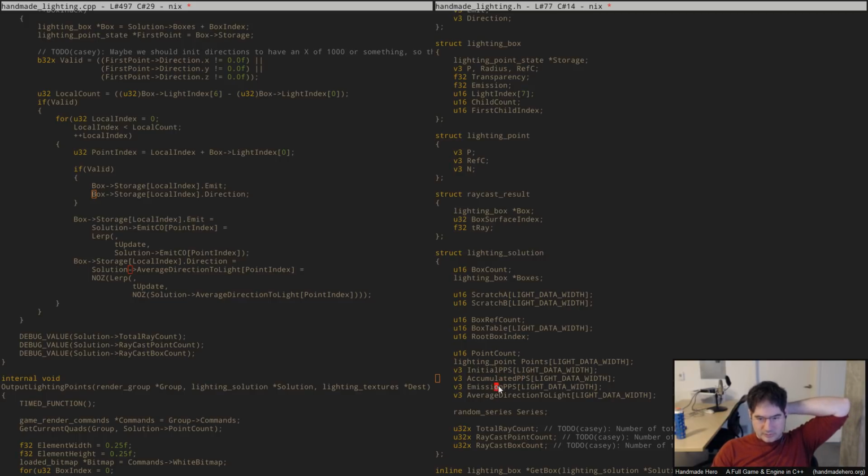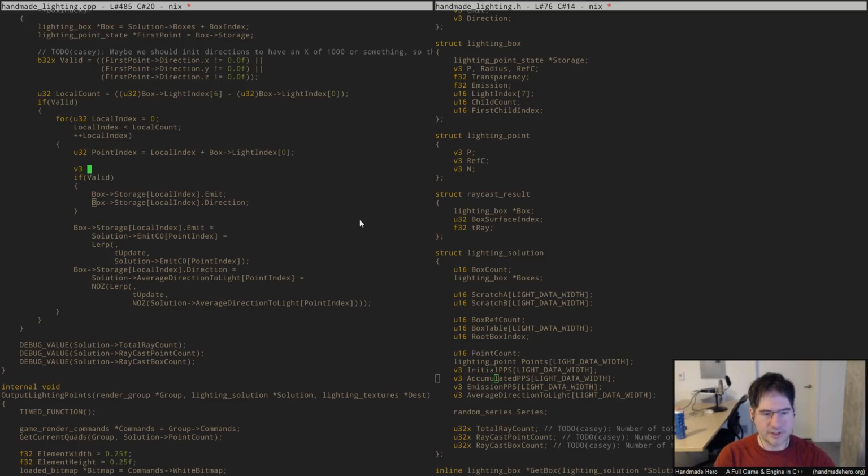And what we want to do is add those two together for the final value that gets written back, right? I'm sorry, that's not true. What we want to do is only write back the accumulated PPS, because that's the part that we're actually going to store from last time. When we output the lighting to the actual lighting system, then we use accumulated plus emission PPS, which is what happens in output lighting points. Sorry about that.